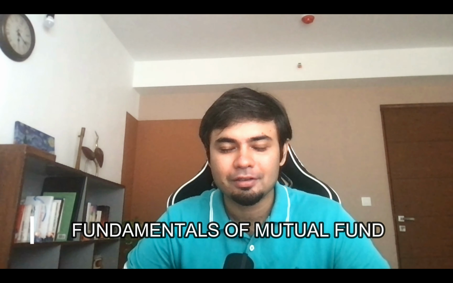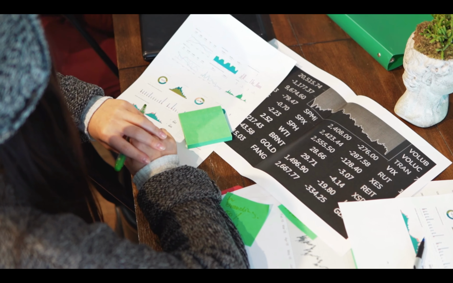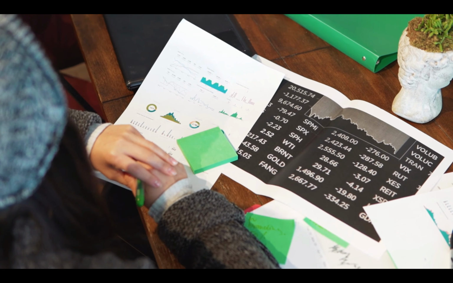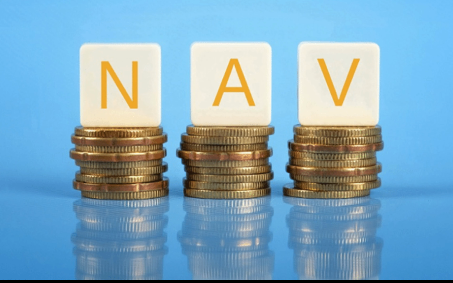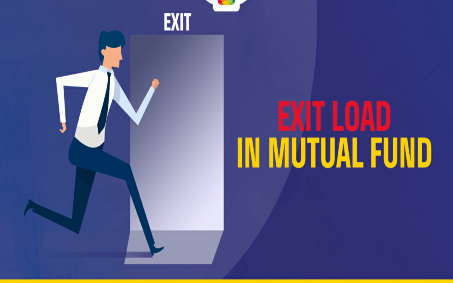Welcome to another video. In today's video, I'm going to start a series around fundamentals of mutual fund. A lot of people start investing in mutual funds, but many of them don't really understand the terminology and various aspects of mutual fund. For example, a lot of people don't know what is NAV, which is net asset value, the number that you see when you want to invest in a mutual fund. A lot of people don't know what is exit load. A lot of people don't know what is expense ratio. A lot of people don't even know the tax implications of the mutual fund.